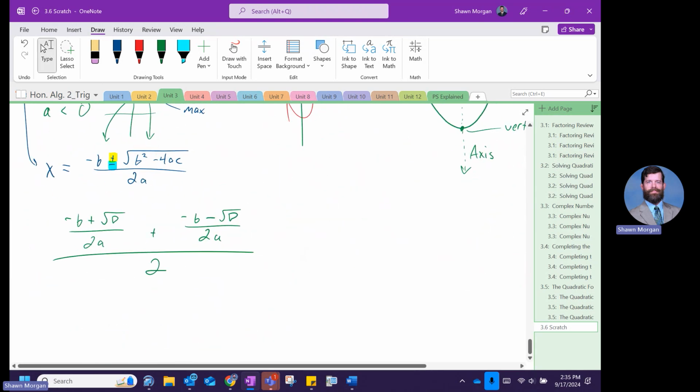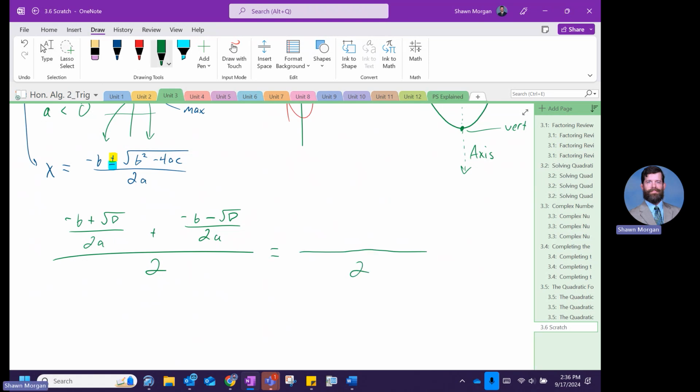Now this looks real convoluted, but it's not. It really isn't. Is the denominator the same? 2a and 2a, is that the same? Yes. So we can add those two fractions together. All right. So let's see here. We got negative b plus square root of the discriminant plus negative b minus square root of the discriminant all over 2a. Okay, y'all rolling with me? Everybody cool with that? We literally just added across the top.